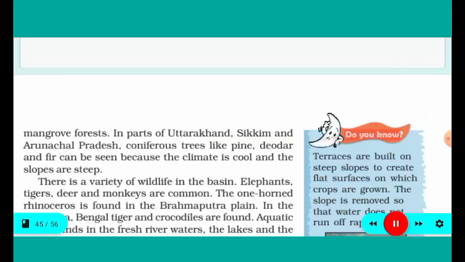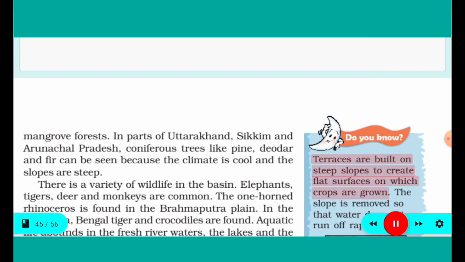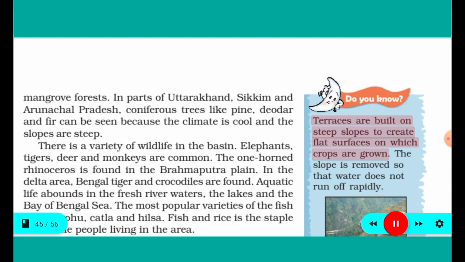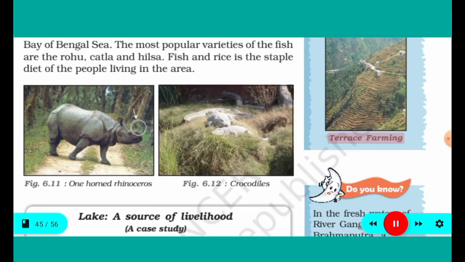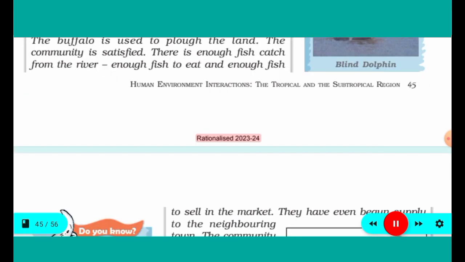Do you know? Terraces are built on steep slopes to create flat surfaces on which crops are grown. The slope is removed so that water does not run off rapidly. Terrace farming.